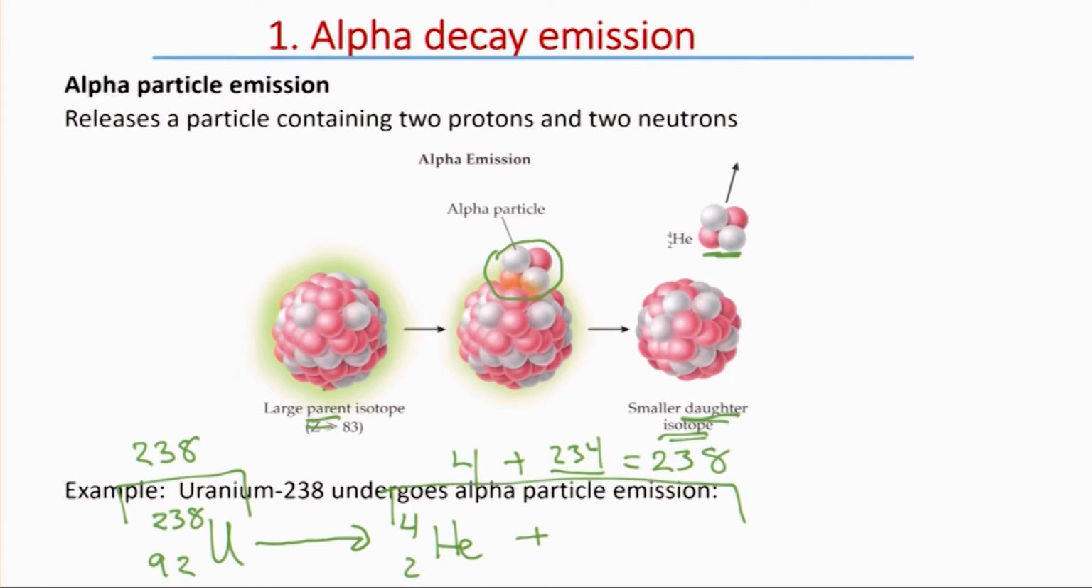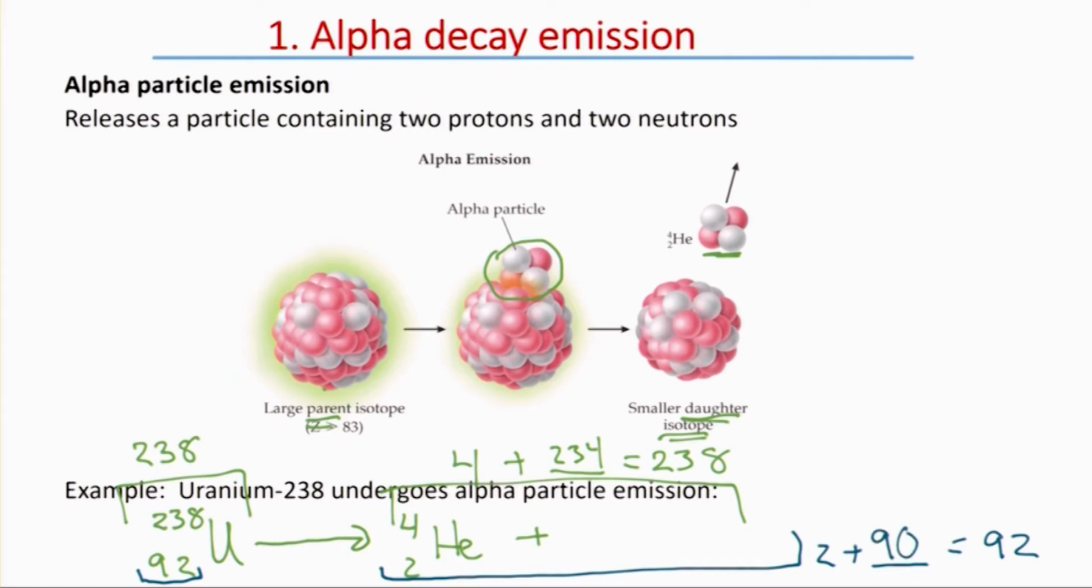We can do the same thing to the atomic number. I'll switch color to make it a little easier for you. You can see here we have a 92 on the bottom, and this also has to equal 92. So we have 2 plus something equals 92. This atomic number, the number of protons, has to stay constant on both sides. We know this has to be 90.